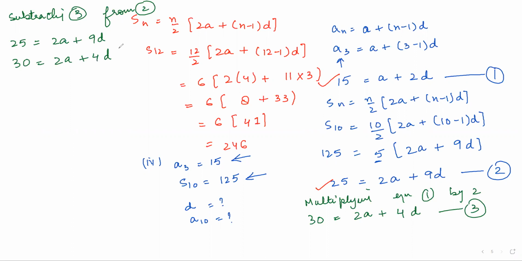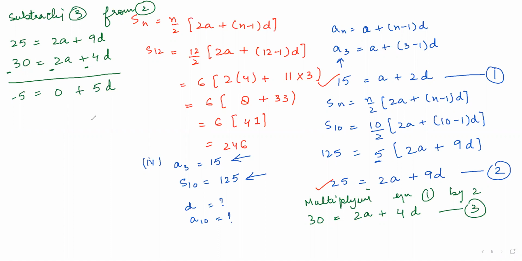Now because you are subtracting third, so you make it negative, like change the signs, right? And then do it. So 25 minus 30 is minus 5. 2a minus 2a is gone, right? And then 0, and then plus 9d and minus 4d. So that means plus 5d. Understood?